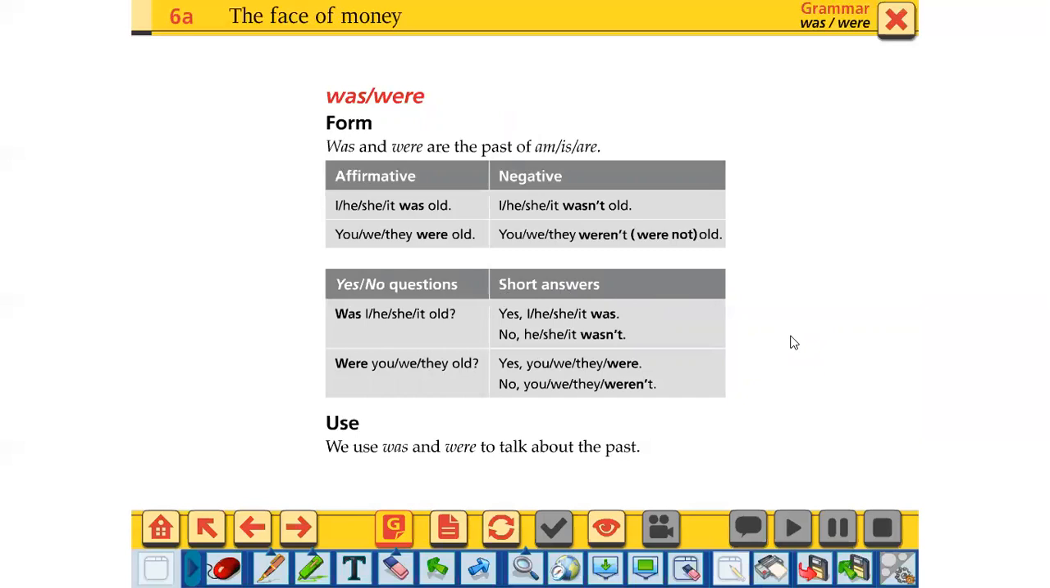Tal como hemos estado haciendo el ejercicio, leyendo. El uso. We use was and were to talk about the past. Okay. Ese es el uso. Usamos el was and were para hablar del pasado.